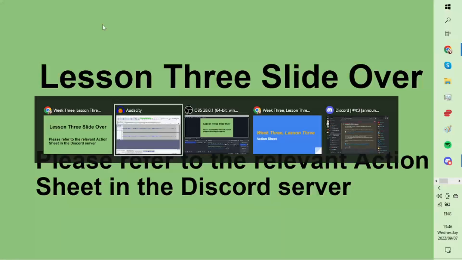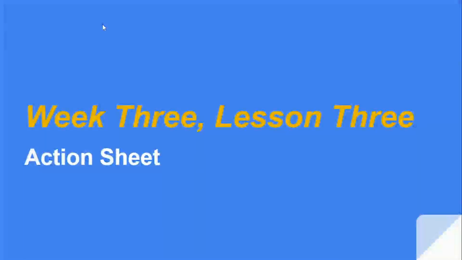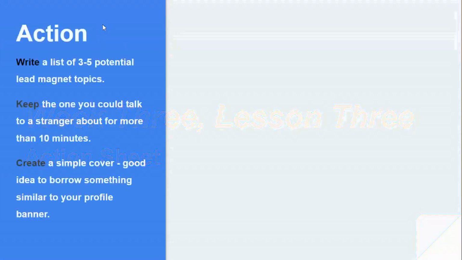So let's head over to the action points, because it's a little bit more involved than previous lessons. So these are the actions I want you to take from this lesson. List 3 to 5 potential lead magnet topics. Think them over and keep the one you could talk to a stranger or anyone for more than 10 minutes comfortably. That's the subject you know the best. It'll be much easier to talk about and produce this lead magnet on something you know inside out.